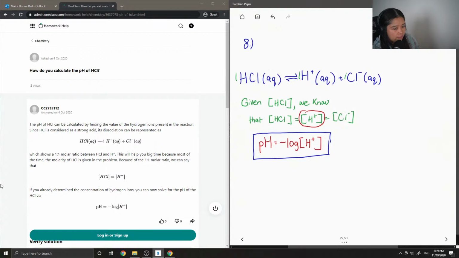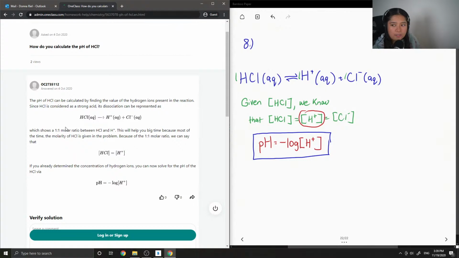Okay, so let's see what the junior tutor said. They said that the pH of HCl can be calculated by finding the value of the hydrogen ions present in the reaction. Since HCl is considered a strong acid, its dissociation can be represented as HCl makes H+ and Cl-, which shows a 1-to-1 molar ratio between HCl and H+.